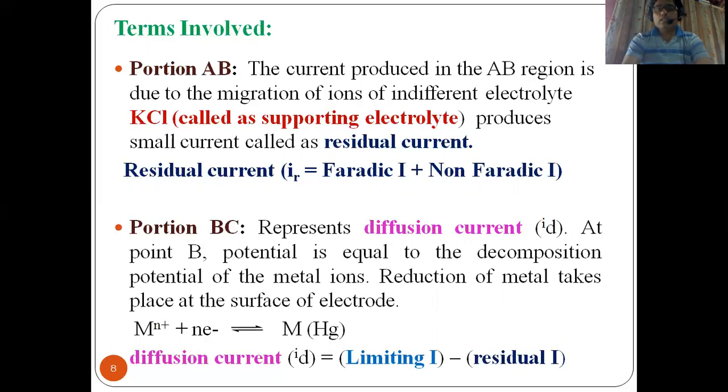Portion B to C represents the diffusion current. At a point P, the potential is now equal to the decomposition potential of the metal ion, and that's why the reduction of the metal ion takes place at the electrode surface, at the dropping mercury electrode. So the metal ion with n number of electrons will form a metal amalgam. Basically, diffusion current is nothing but the limiting current minus the residual current.